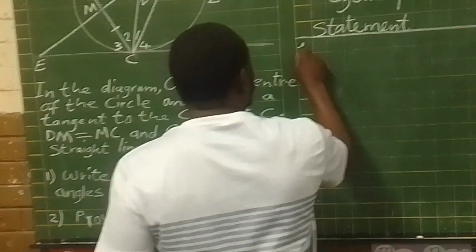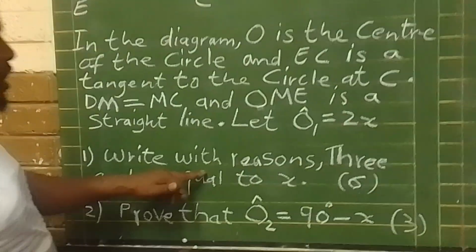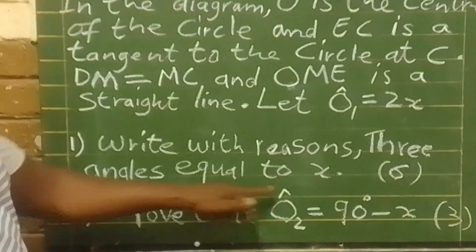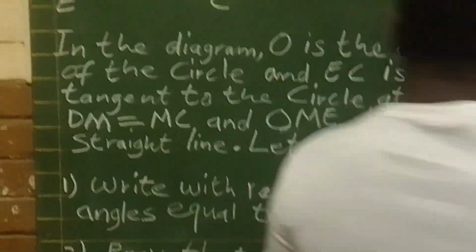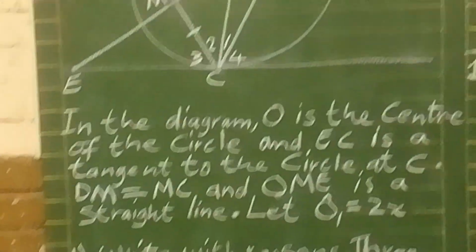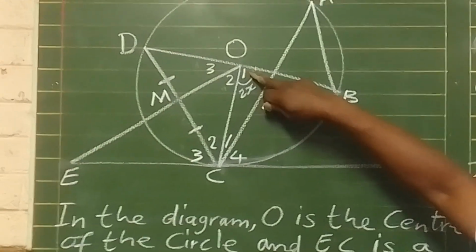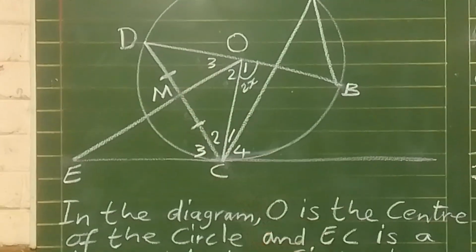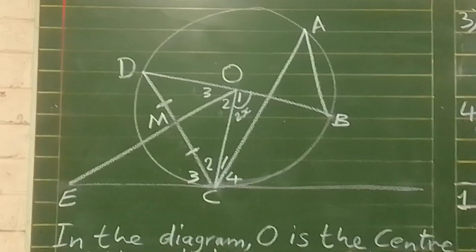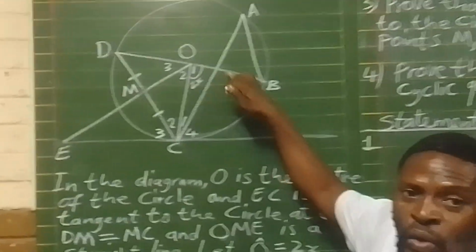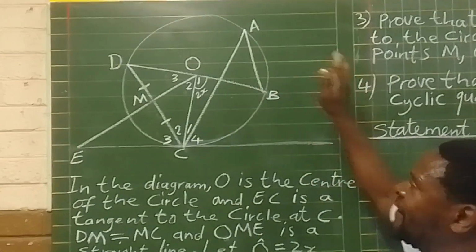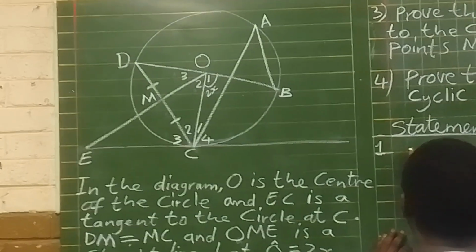Question number 1 says, write with reasons 3 angles equal to x. You see, this is O1, O2, O3. Remember the theorem that says angle at the center is equal to 2 times the angle at the circumference. So this is what we are going to use.